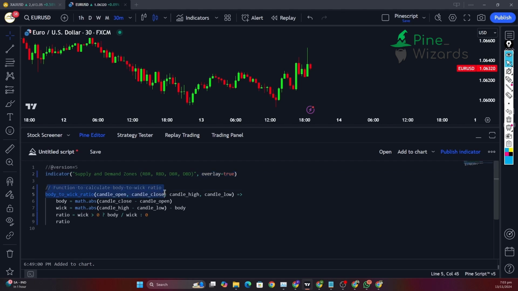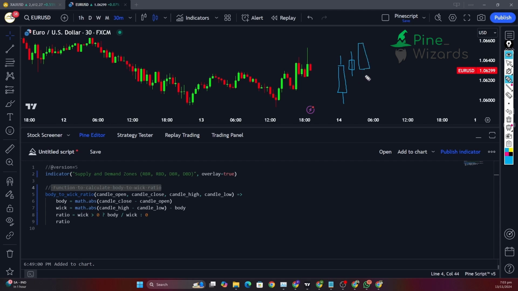So first of all, we need to find the body to wick ratio. As I said, let's take this example. First one, there is this rally base rally. In the rally base rally, the first candle is a very big bodied bullish candle. Then there is this base candle, which kind of looks like this. And then again, there is a very big bodied bullish candle.